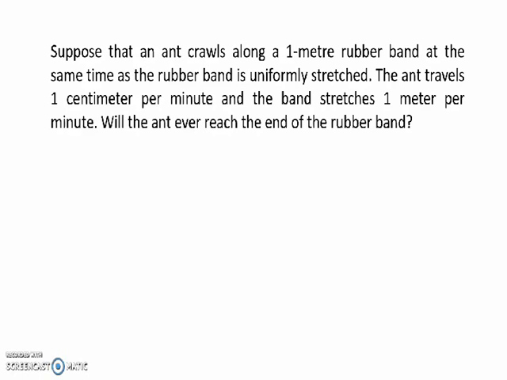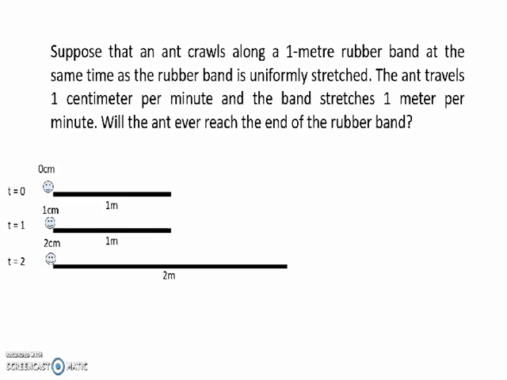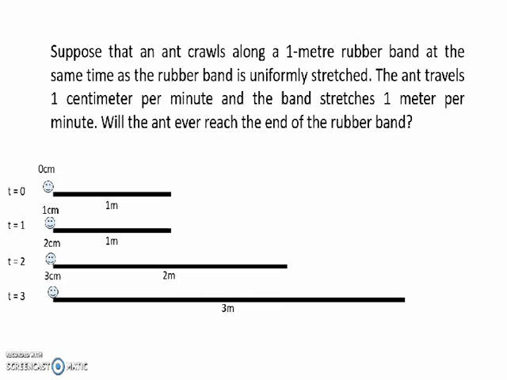I know this is a complicated problem to understand, so I have made a few drawings in order to explain it. At the beginning of the problem we have our ant, which is this smiley face, and our rubber band, which is the 1 meter line. At the beginning the ant is at position 0, and it will start crawling. It will crawl 1 centimeter, and then at time equals 2, it will walk another centimeter, but the problem is that the ground will stretch by 1 meter. And the same will happen at time equals 3.